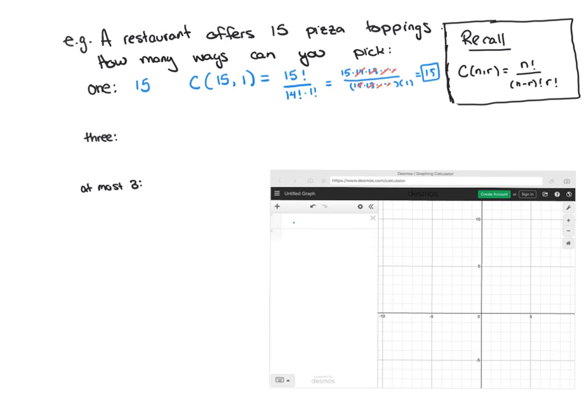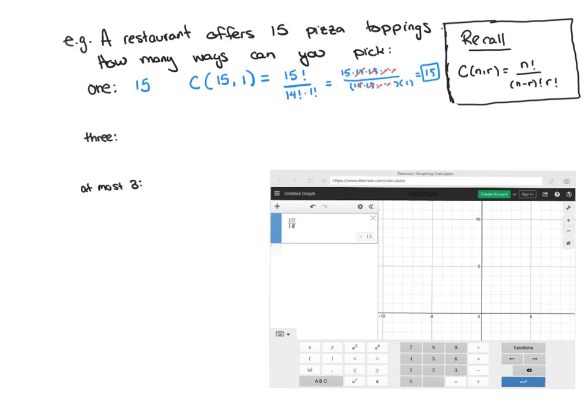We could also just use Desmos to help us. So I can go ahead and put in here 15 factorial divided by 14 factorial. Lost a number. 15 factorial divided by 14 factorial, and I get 15. So we can do that as well.